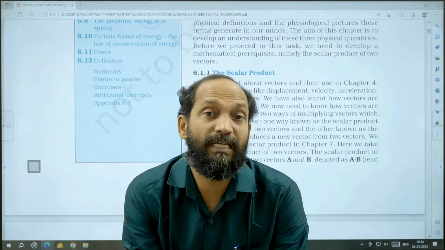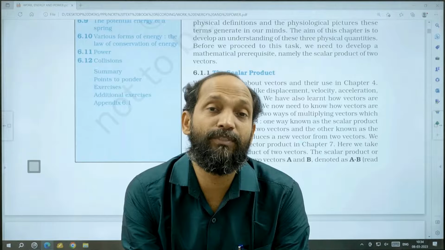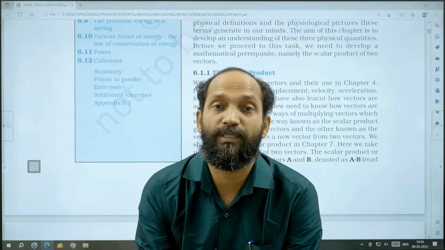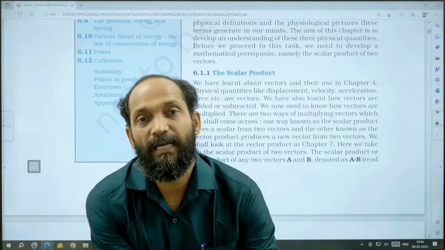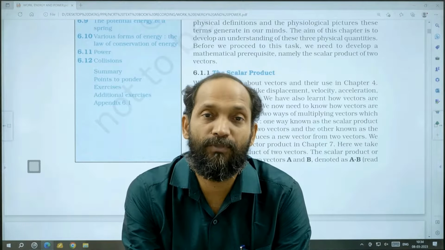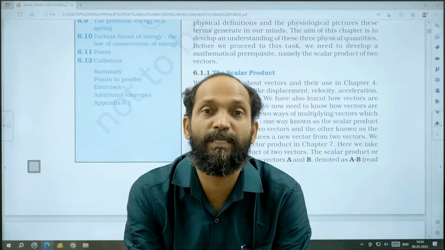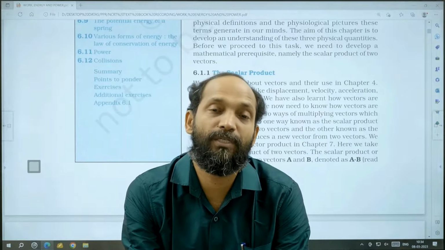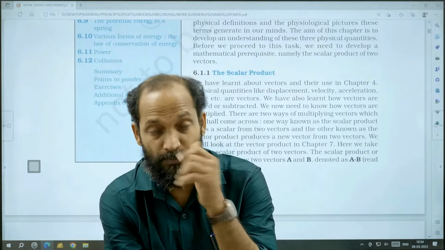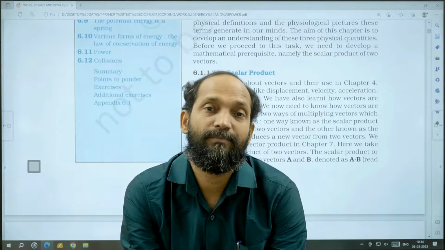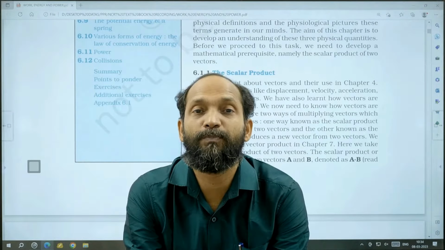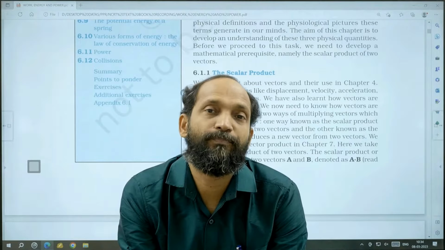Work can be negative if the angle between force and displacement is an obtuse one. If the angle is acute, work is positive. Work can be zero even when force is not zero and displacement is not zero. That is only when the angle between force and displacement is a right angle. So if force is perpendicular to displacement, work done is zero.